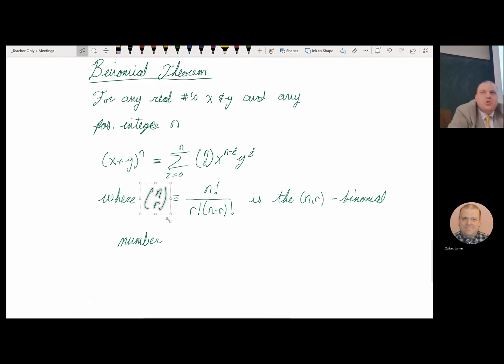This is read n choose r. It's defined as n factorial divided by r factorial times n minus r factorial. That is the nr binomial number. That's n choose i, which is what this is. I'm choosing r instead of i for the definition.